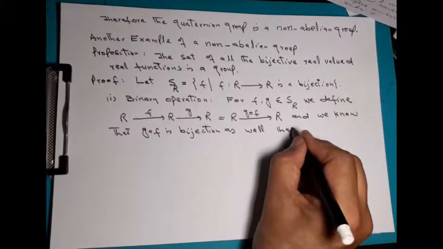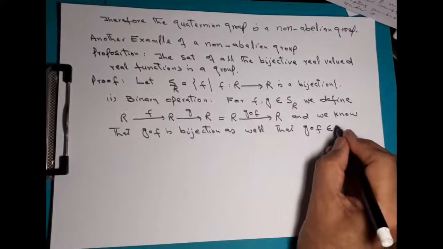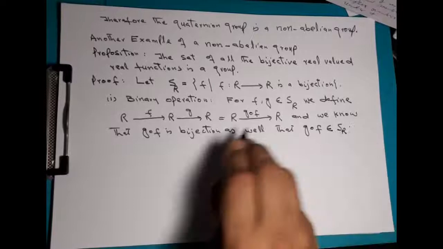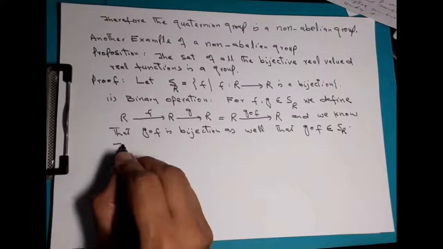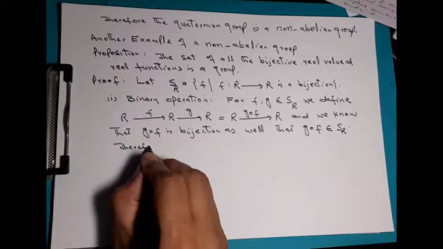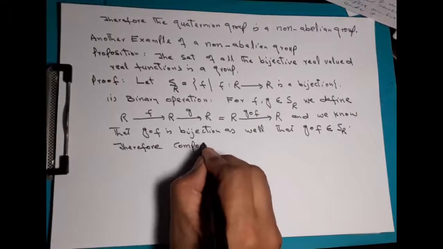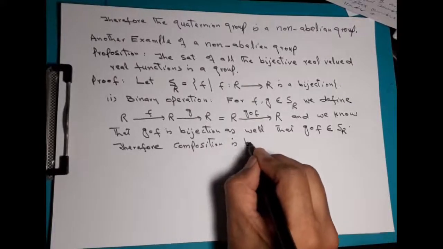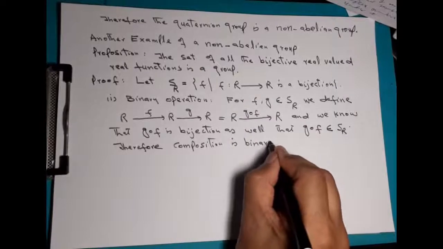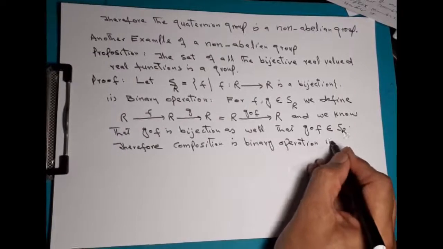That is, g circle f belongs to SR. So this composition gives us a binary operation. Therefore, composition is a binary operation in SR. So this is the binary operation.